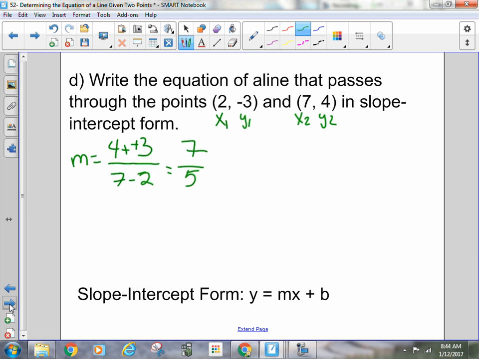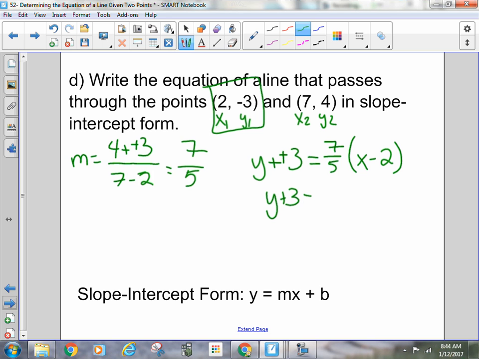Okay, so it does not matter which point I choose now. I'm just going to pick my first point, and there's a couple ways we can do this. My preference is to put it into point slope form and then convert it over to slope intercept form. So I'm going to write y minus negative 3 equals, now my slope, 7/5, times x minus x1, which was 2. This is going to turn to plus a positive, so y plus 3 equals, now I'm going to distribute 7/5 x, and negative 2 times 7/5, I just multiply the 7 and the negative 2, so I get negative 14 over 5.